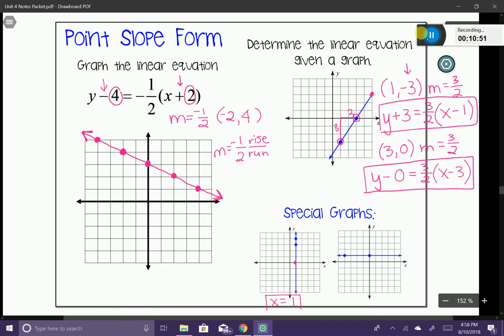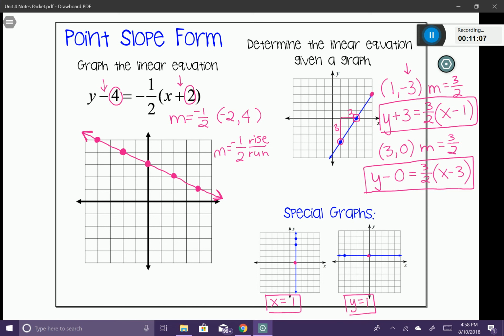So this equation is going to be x equals 1. And then my horizontal line is always going to be y equals, and wherever it crosses the y-axis is going to be what it equals. Now, I know these don't look anything like an equation in point slope form, but these are special graphs, meaning anytime you have those types of lines, you're always going to have the same type of equation.